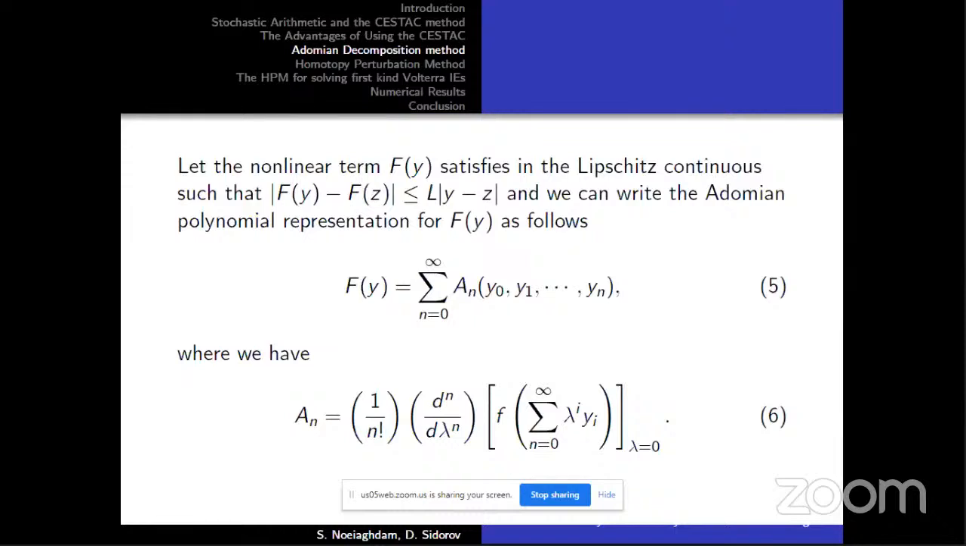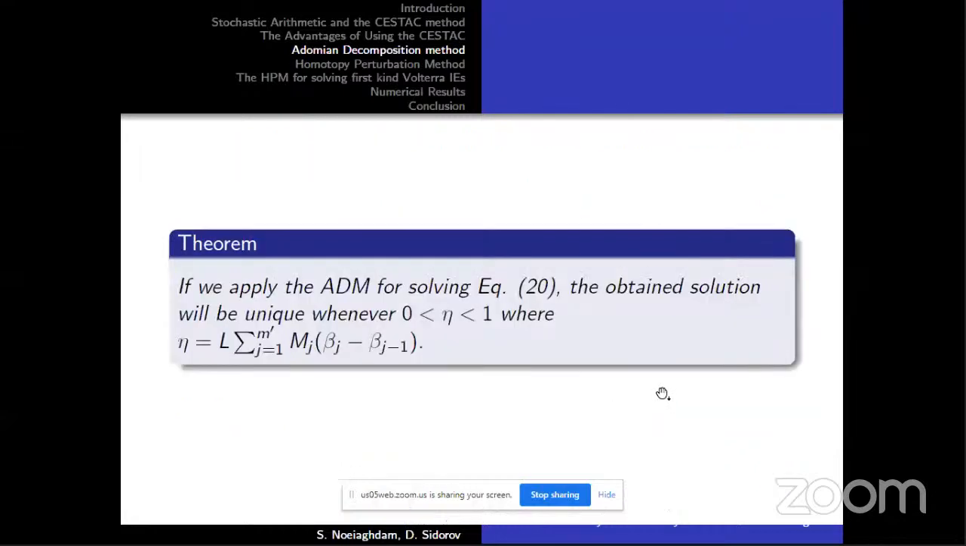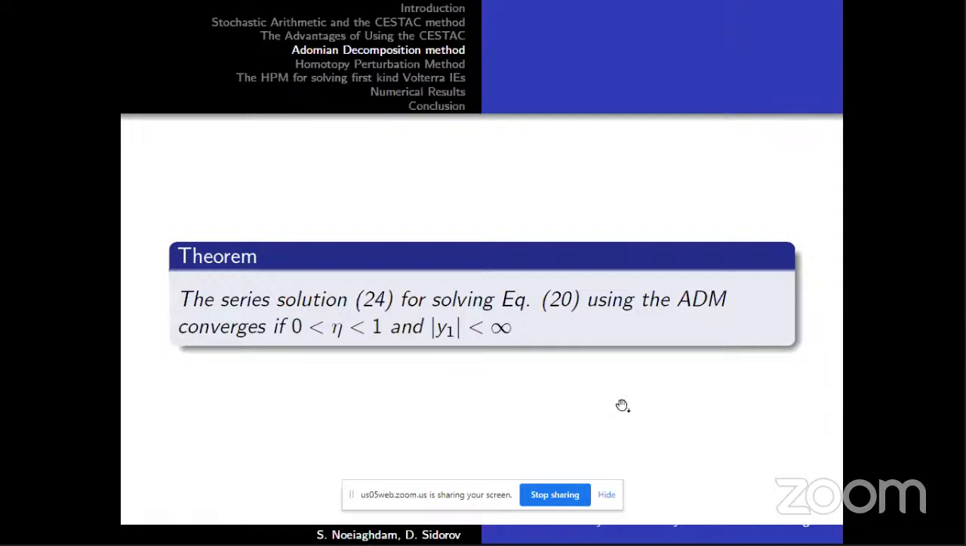And we know about the Adomian decomposition method that using the relation in equation 6, we can find the Adomian polynomials. After that, we can substitute the nonlinear term, and also we have the source, to find the approximate solution. After the process, we will have relation 9 to find the iterations of the Adomian decomposition method. If we substitute our iterations in this relation, we can find the final solution of the Adomian method. We have some theorems to show the uniqueness of the solution, and also the convergence theorem.